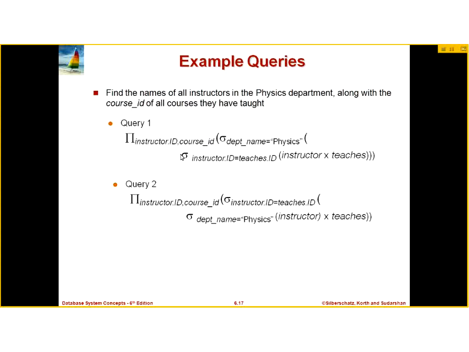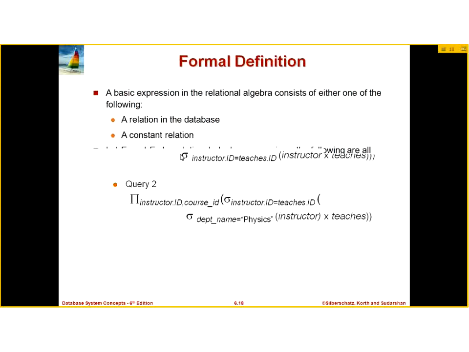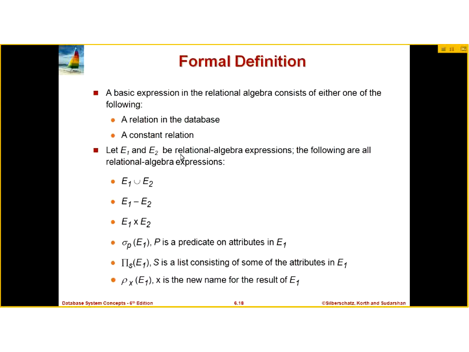This can be done in a different way as well. Instead of first making a selection from all instructors, first you pick only the instructors from the physics department, and then you match their IDs. Instead of finding the details about all instructors, you first identify which instructors are from the physics department, and from those you match on IDs of only those instructors with the teacher's ID. So this is another way.